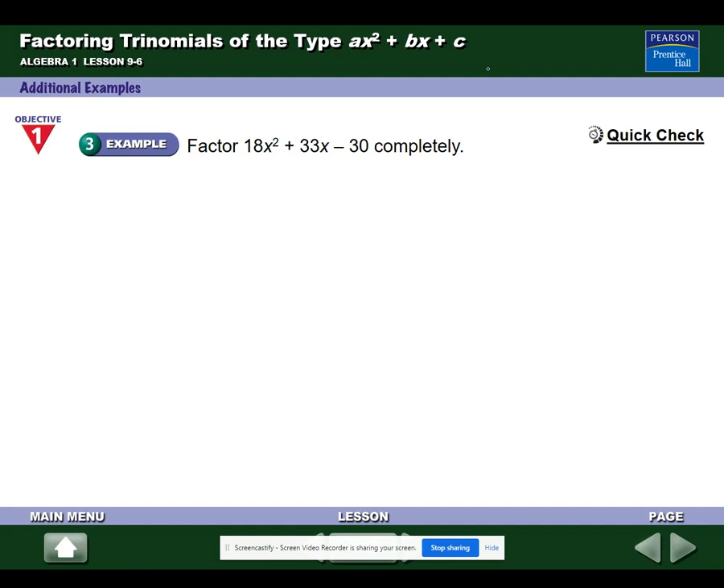Stop and think, especially with trial and error. If you're going to do trial and error this way, 18 for x, you're going to have 1 and 18, 2 and 9, 3 and 6. For 30, you could have 1 and 30, 3 and 10, 5 and 6. That is a lot of combinations. If, however, you would divide out the 3 first, that would leave you with 6x squared plus 11x minus 10. The possibilities get cut way down if you can factor out a GCF.